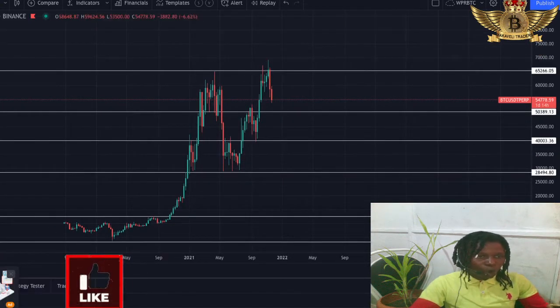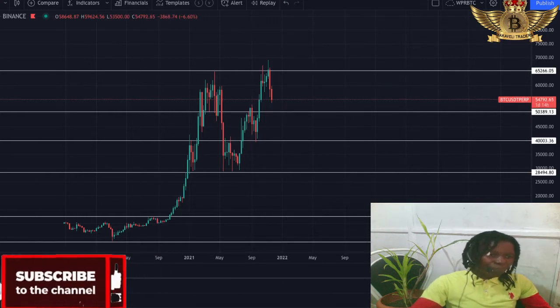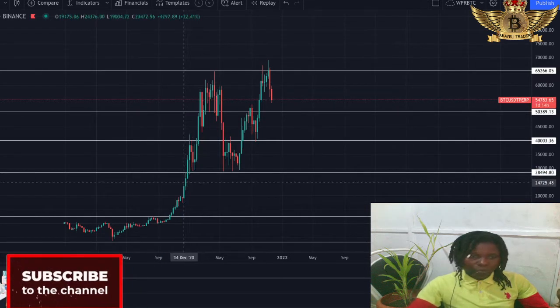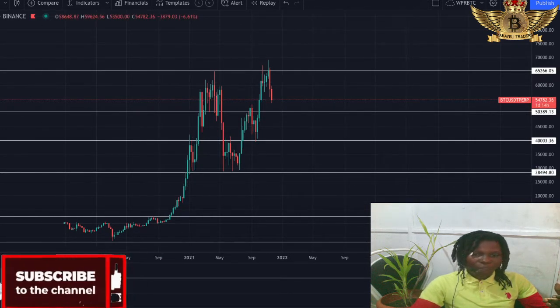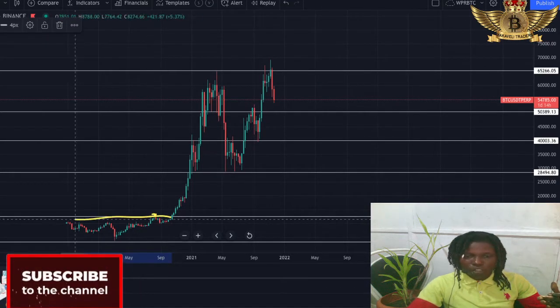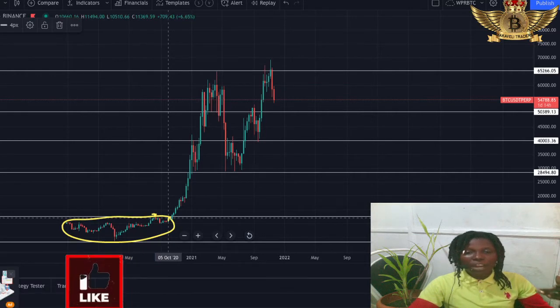There was a strong breakout on this weekly chart. Now this breakout occurred on the weekly chart. The move started right here, right? Very clearly the move started right here. There was a long consolidation, and we had this move that really changed everything for Bitcoin.